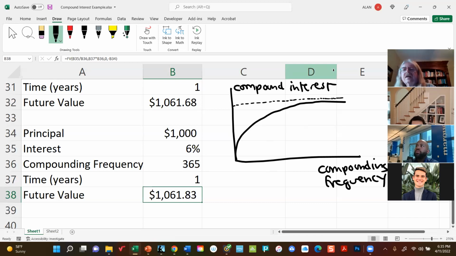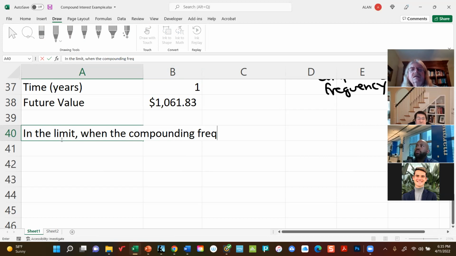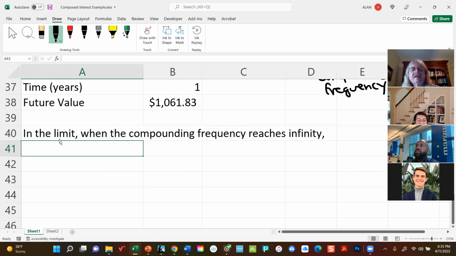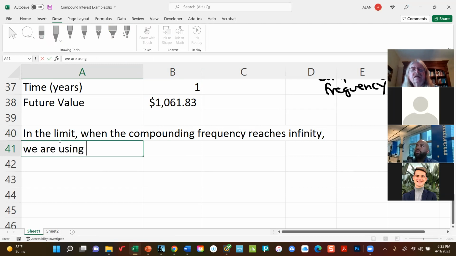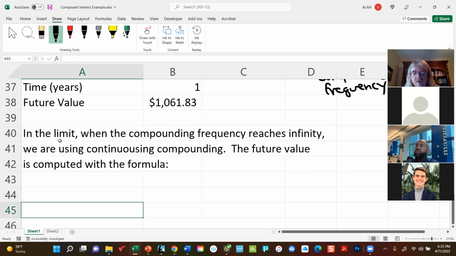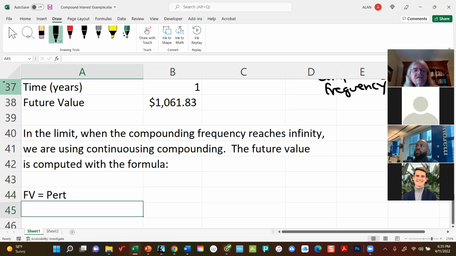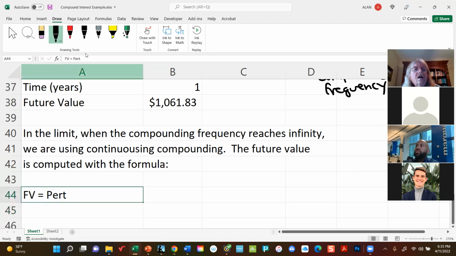And so what we're going to do here is note that in the limit, when the compounding frequency reaches infinity, and we are using continuous compounding, the future value is computed with the formula. And so instead of what we're used to seeing, we're going to have the principal times e, and then the exponent will be r times t.